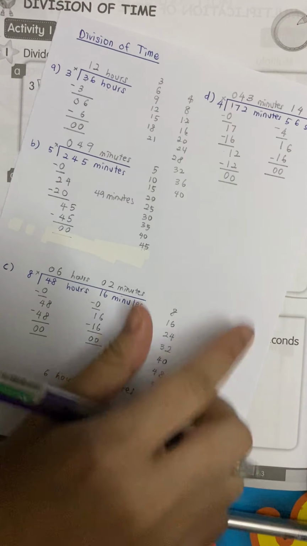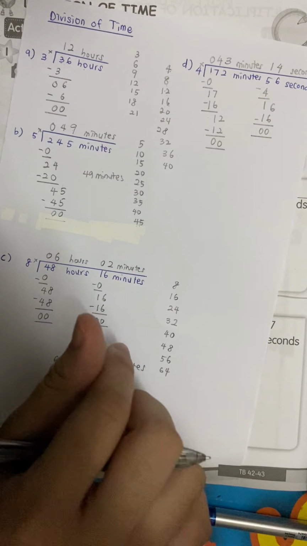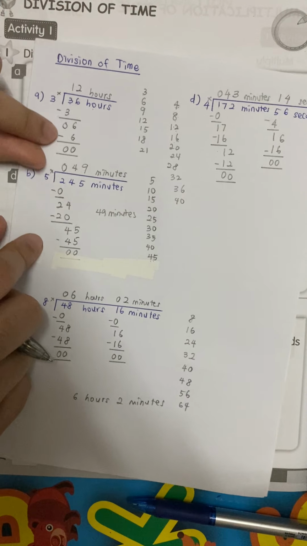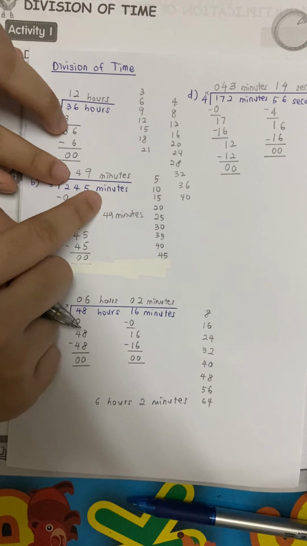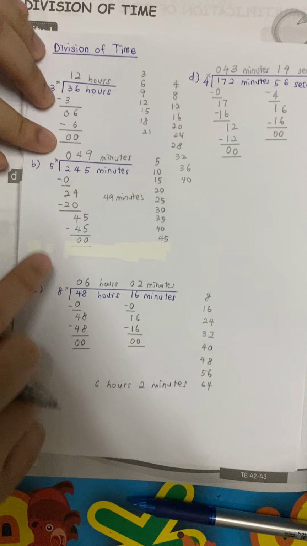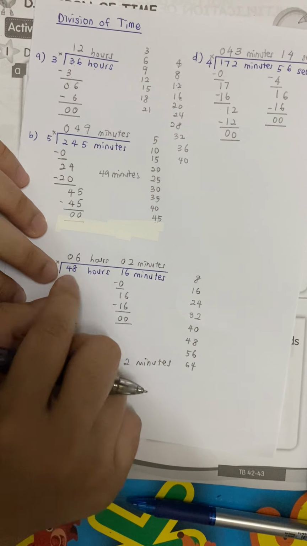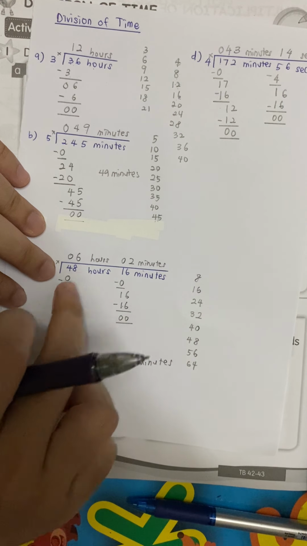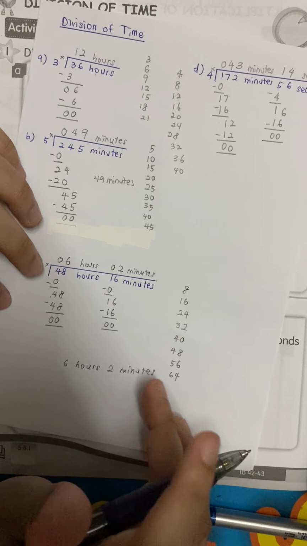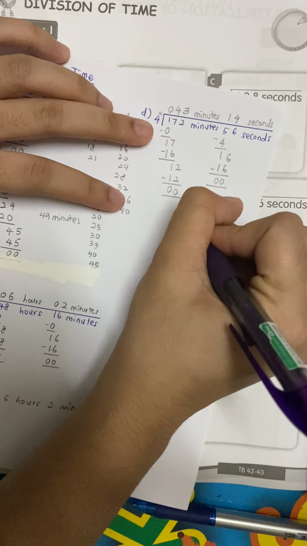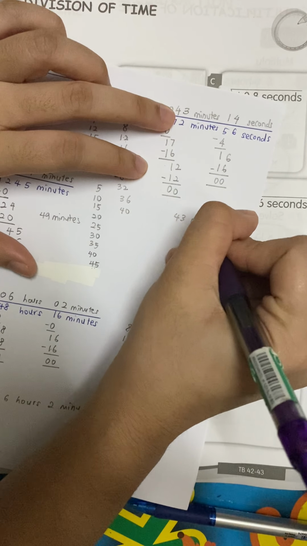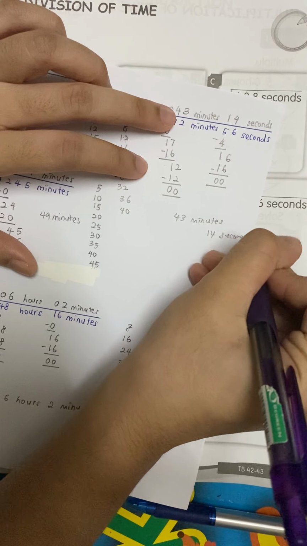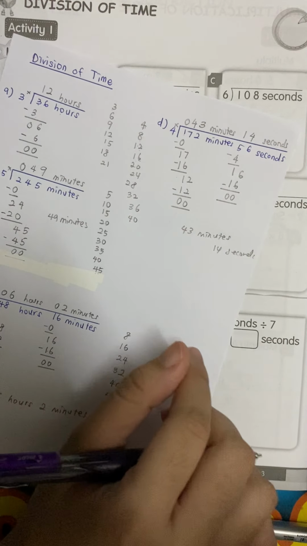It's easy if you do the long division form. If there is one unit, there is one side only, like hours or minutes. If there are 2 units, it will become like this. It has 2 sides. You can see 1, 2. 2 sides, hours and minutes. Okay, this one, the answer is 43 minutes and 14 seconds. So it's like that, easy.